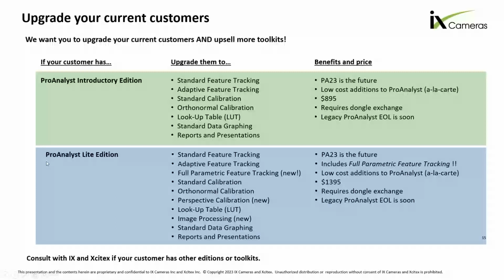If your customer has ProAnalyst Lite, you need to upgrade them to this toolbox of toolkits. There are 1, 2, 3, 4, 5, 6, 7, 8, 9. There are 10 of them. These will give you, as a customer, the same functionality that you had with Lite, plus full parametric feature tracking, which is entirely new. And this one is $1,395.